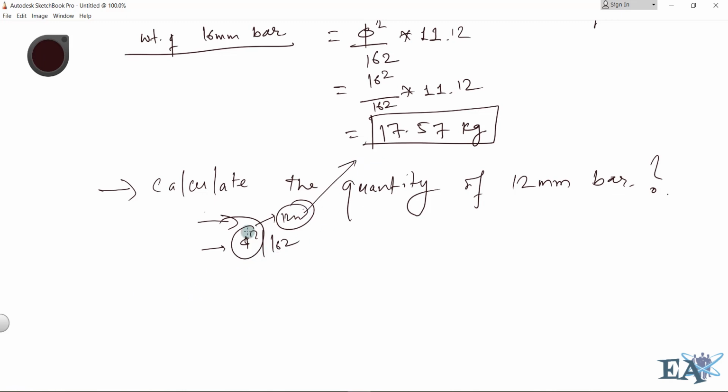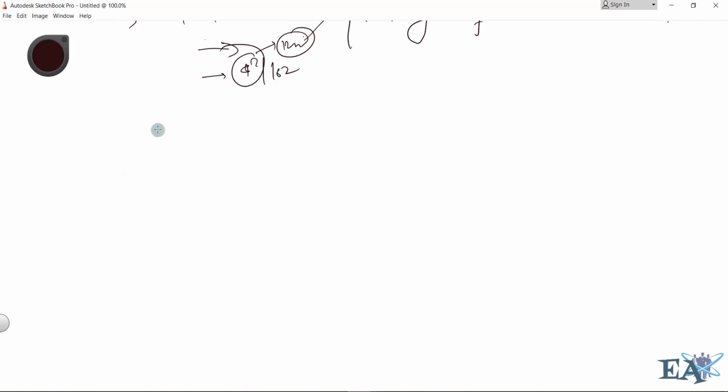Okay, let us calculate for the stirrups. So the total quantity of stirrups, the quantity of 8 mm stirrups.